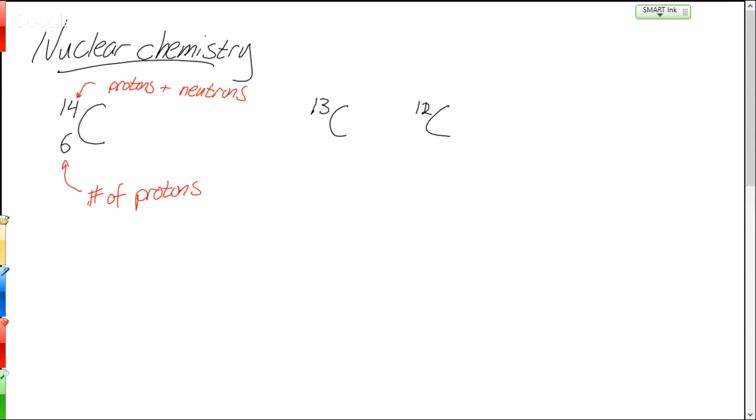So those would only differ by the number of neutrons, because if we change the number of protons, we have a different atom, right? So those will have a different number of neutrons. And now we're going to use that talking about nuclear chemistry, because that can actually change in the course of a reaction. Not the chemical reactions like what we've been doing, but special reactions called nuclear reactions can change these numbers.